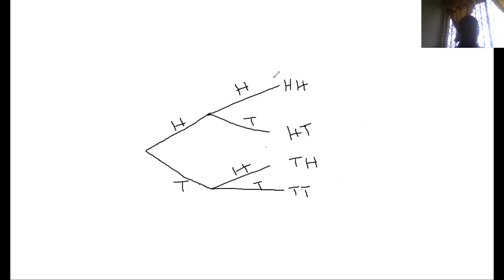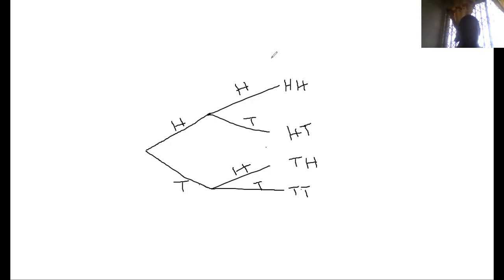Now, these four outcomes will be the sample space. See, so each of these elements, HH, is an event of the sample space. HT is an event of the sample space, and so on.